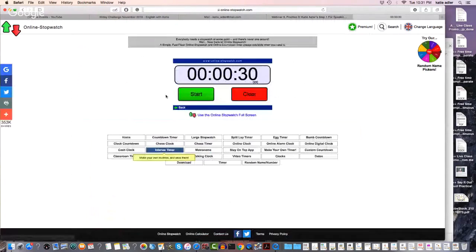And you can find online timers, so it's very easy for you to use a timer and time yourself. It just takes 2 minutes to do it 4 times.